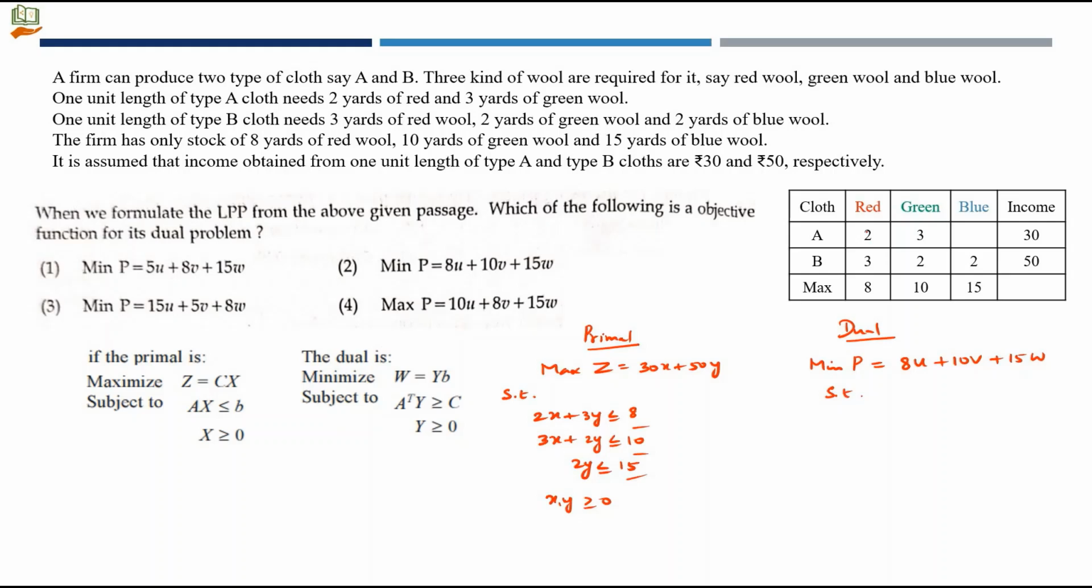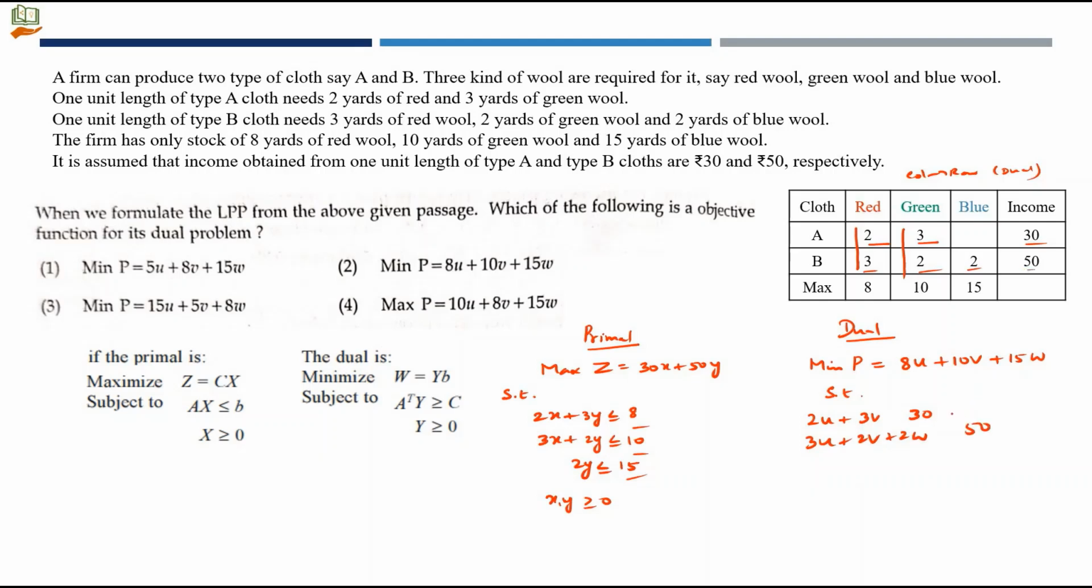Subject to, we have earlier taken the column wise data to pick up the constraints. Now we have to pick up the row wise data. So from column we have to move to row in case of dual. So what is the row wise data here? 2, 3. So it will be 2u plus 3v and the value will be 30 here. Next we will have 3u plus 2v plus 2w and the value on the right hand side will be 50.